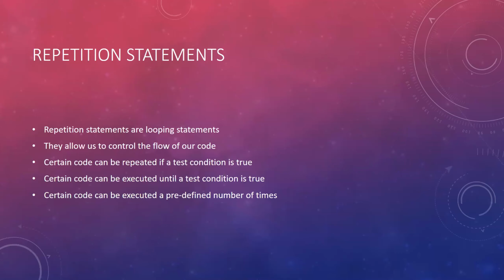And repetition statements, like I said, are looping statements, and they let us control the flow of our code. We can have certain code be repeated over and over if the test condition is true. We can have code be repeated until a condition is true. Or we can have code just be repeated a certain number of times. Whatever we want to do, we can do that.